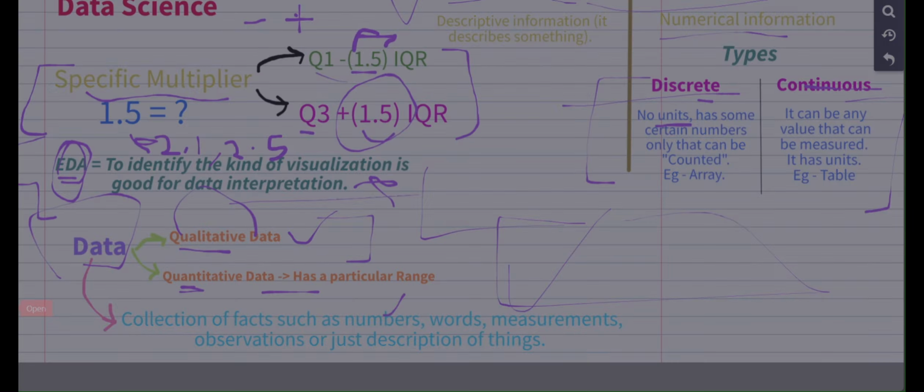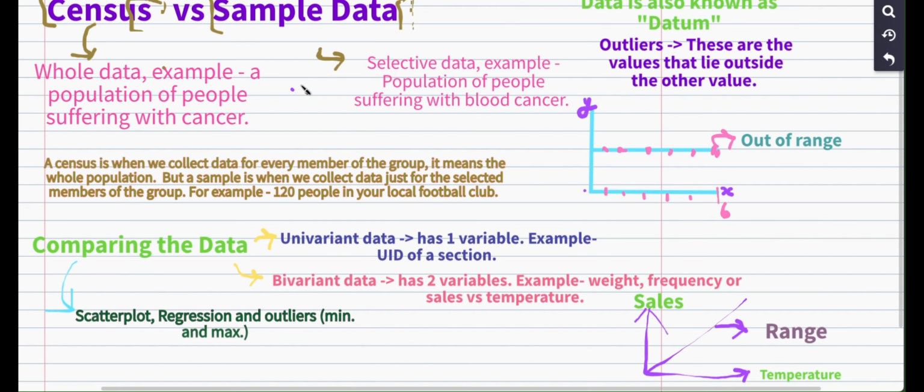So let's come to another topic, that is the difference between sample and census, right? What is meant by census and sample? What is the difference between sample and census data? Census is something that is the whole data, you can say the whole population. The best example can be taken as people suffering with cancer, that is the whole population. Or you can say that in a college or university there is a class, and the students of the class are taken as a census, right?